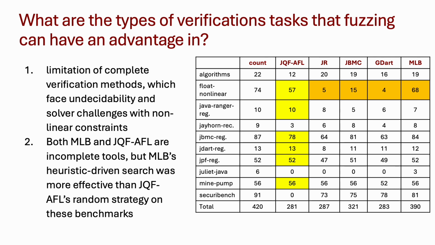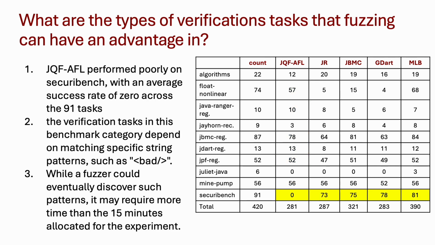In MLB, it's still a search. It uses a search criteria, so it still uses some heuristic. And here in this package, you can actually see that the MLB's search heuristic is better than JQF-AFL.